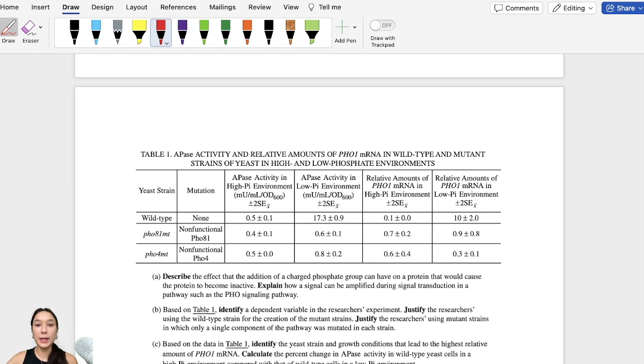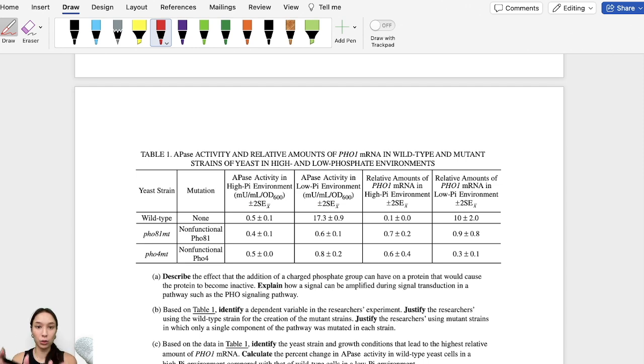So if we look at the measurements up here, you have APA's activity in a high phosphate environment. So again, APA's activity is our metric for how we're measuring gene expression. So APA's activity in a high environment versus a low environment of phosphate. And then you also have relative amounts of FO1 mRNA in high versus low. So again, FO1 is going to be the gene that we are expressing. It's ultimately going to affect APA's activity. So both of these are really looking at our level of expression for high phosphate environment versus low phosphate environment for each one of these yeast strains, okay?